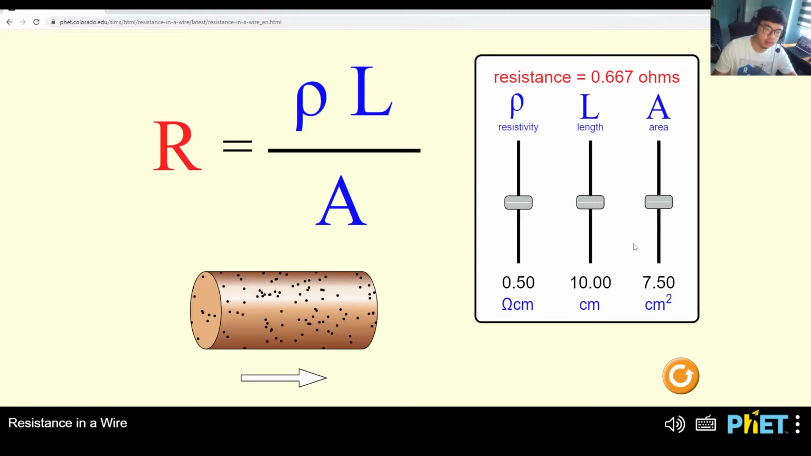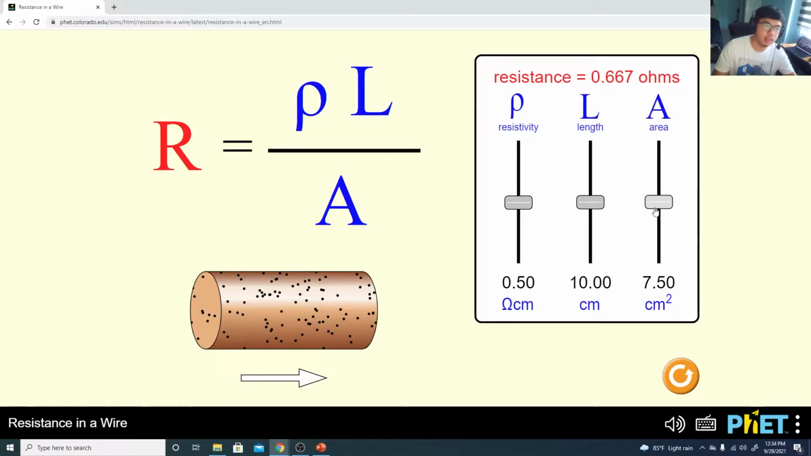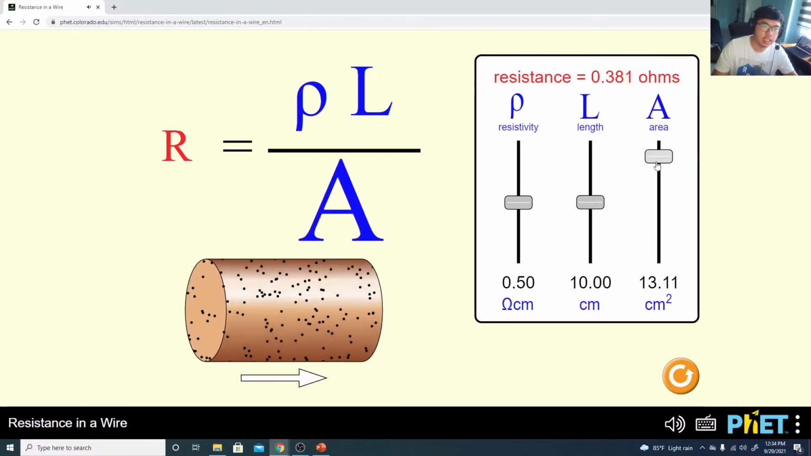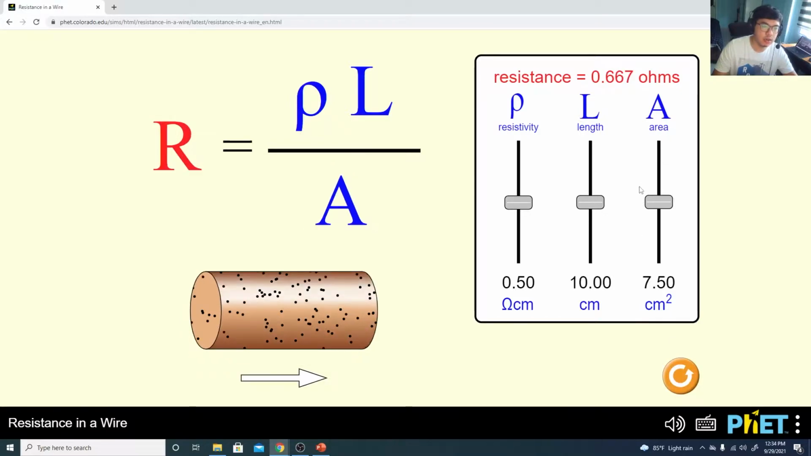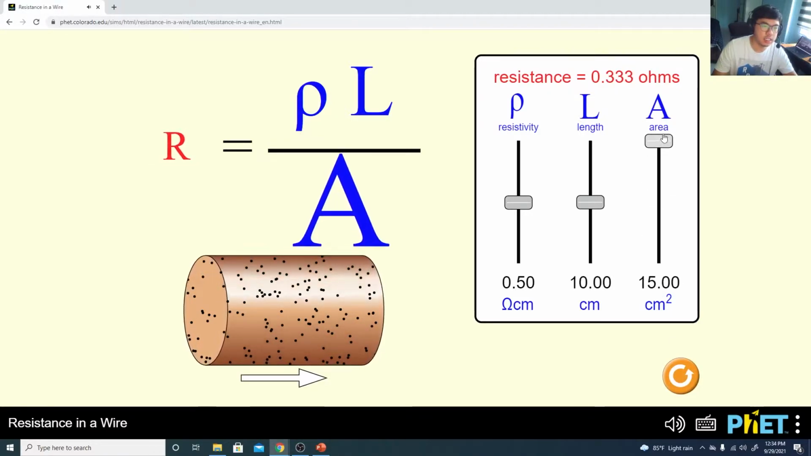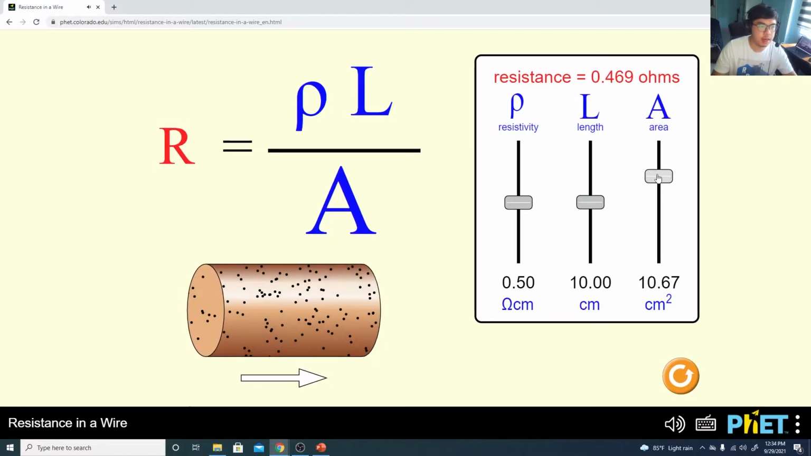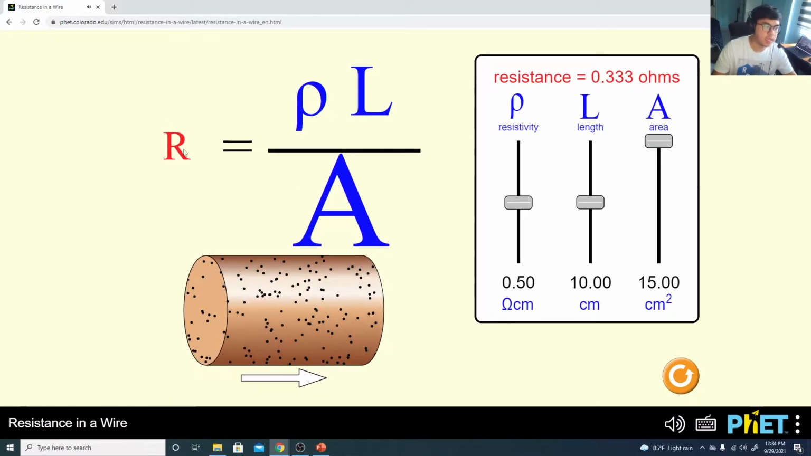Let's look at area first. And here I have a wire. If a wire has a larger area, it will decrease the resistance. The reason for that is if the wire is thicker, that allows more current and more charges to flow through the wire. Because it allows more current to flow, that means it has less resistance. As you can see from the formula itself, if you make the denominator of this fraction bigger, then that will make the resistance smaller.